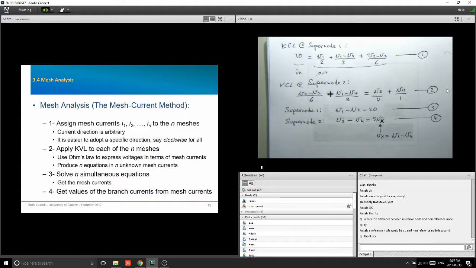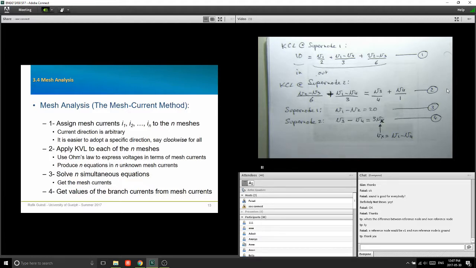You're going to go around every mesh and you're going to write a KVL in terms of the mesh currents. You're going to produce a number of equations in terms of the unknowns being your mesh currents. That's what you're going to solve for. And then you're going to solve your n simultaneous equations. You're going to get your mesh currents.